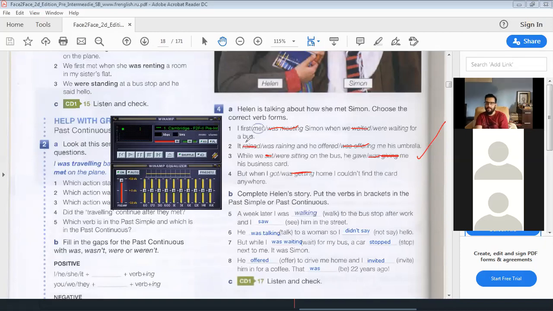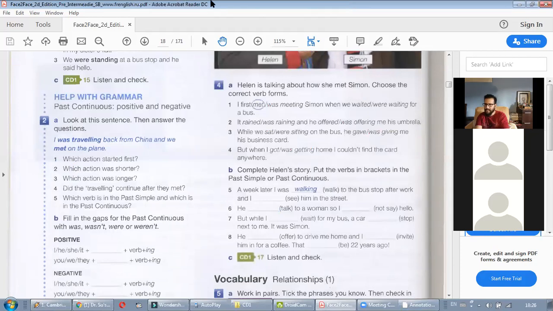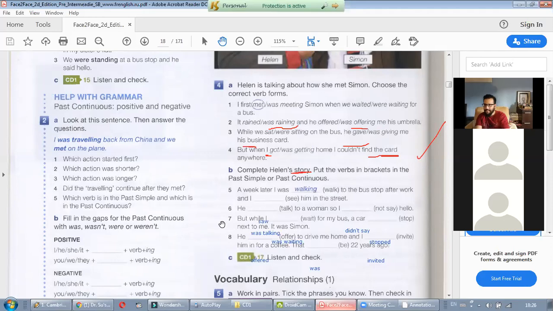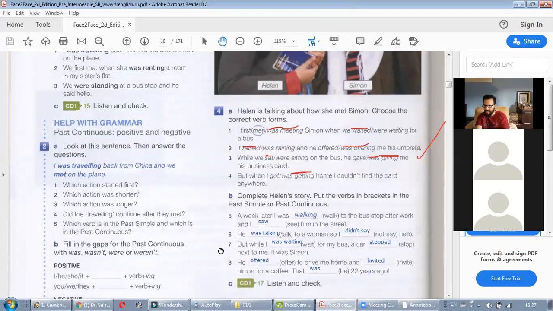All right, so Malak, you can start with the first part. This is the story of how Helen met her husband Simon. So she's telling us her story, how they met. Okay, so Malak, you can tell us. You can read the first part. Sorry, disappeared. Okay. You want me to? Yes, please. Just read the first section. I first met Simon when we were waiting for a bus. Okay, so it's back. Good. All right. So go ahead.